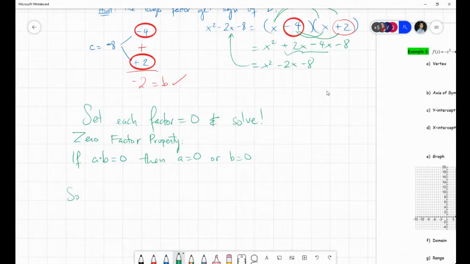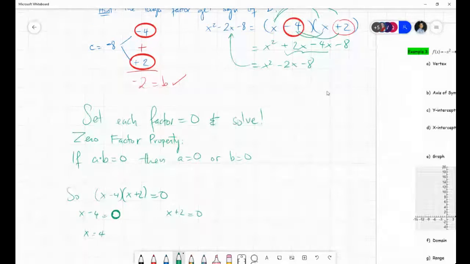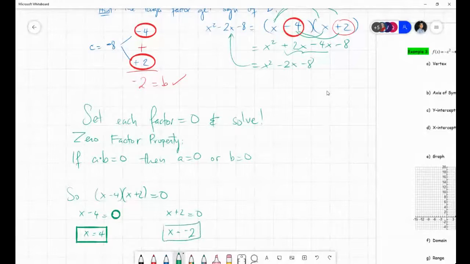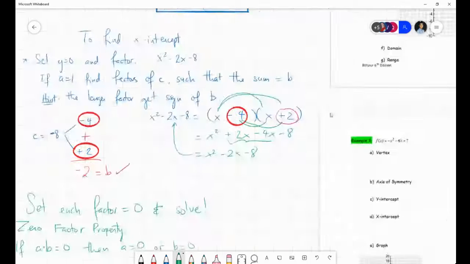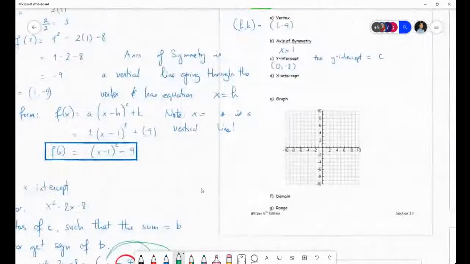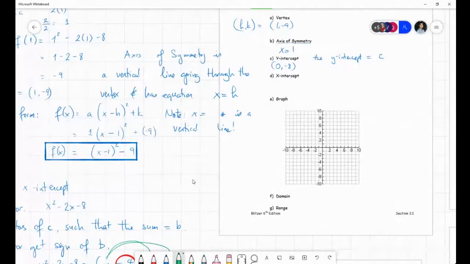Okay, so we have x minus 4, x plus 2 equals 0. We're going to set each one of them equal to 0, and then solve. And these two are your x-intercepts. So let's go back up here. x equals 4 and x equals negative 2.